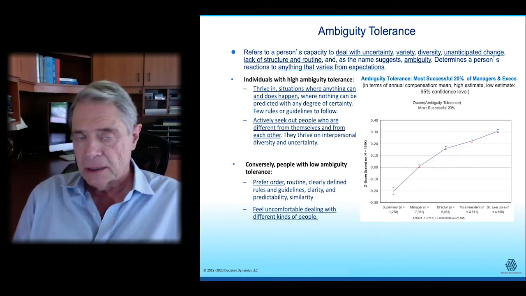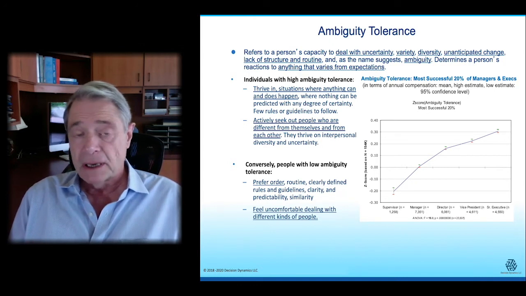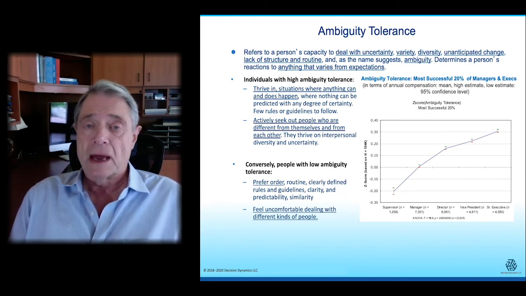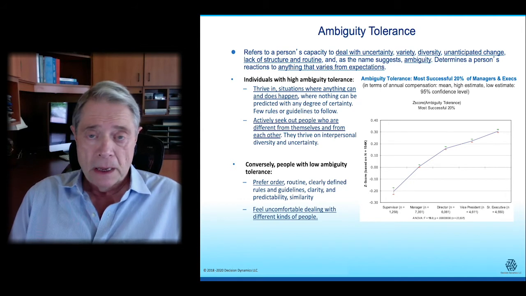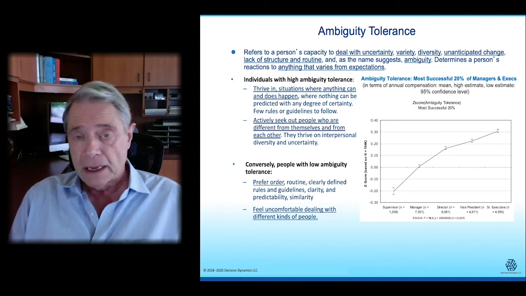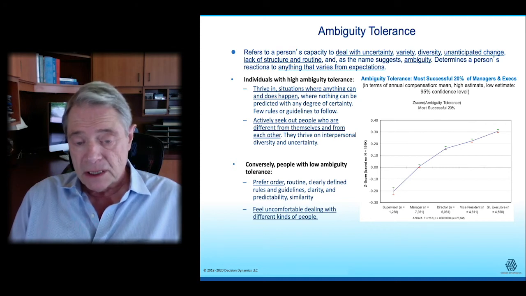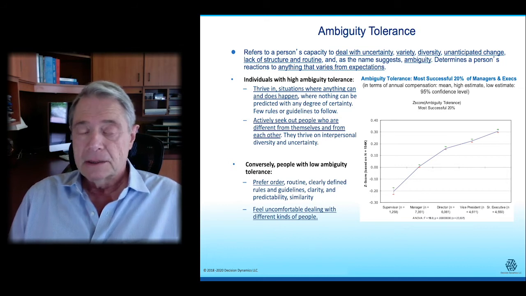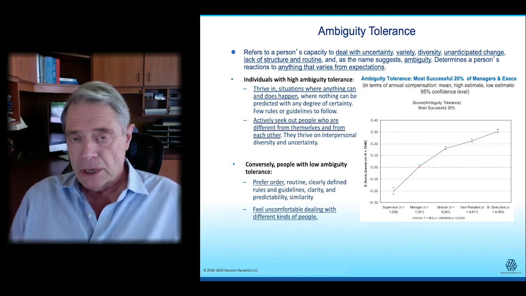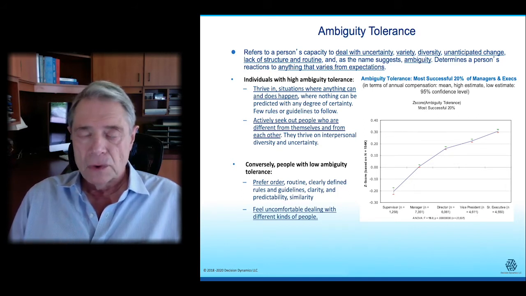This is based upon a sample of a population of 154,000 managers and executives whom we've assessed worldwide. We're looking at the 20% most successful. In each case, it's well over 1,000 people. So this leaves no doubt that as the most successful people ascend the executive ladder, we find they have higher and higher levels of ambiguity tolerance.